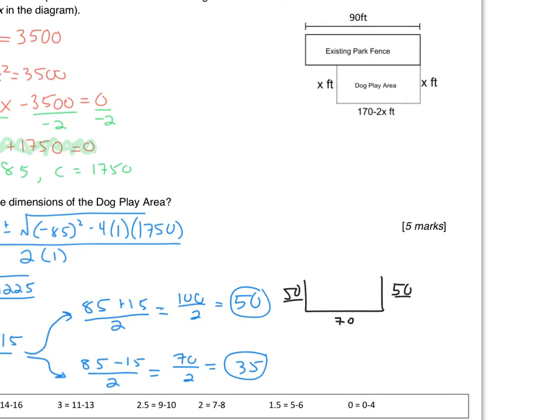But if I go ahead down here, watch this. This works out to be 35. This works out to be 35. And then 170 minus 2 times 35 works out to be 100. Okay, so both of these things add up to 170, and they both give me an area of 3,500 feet.